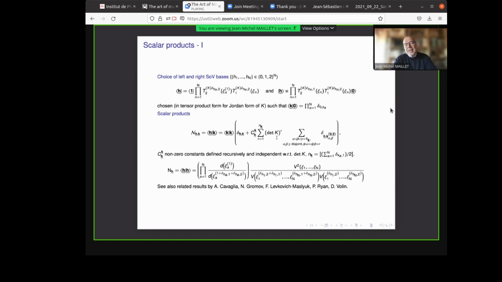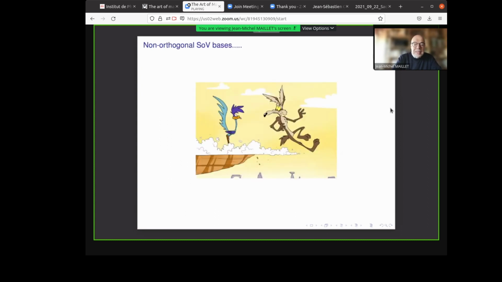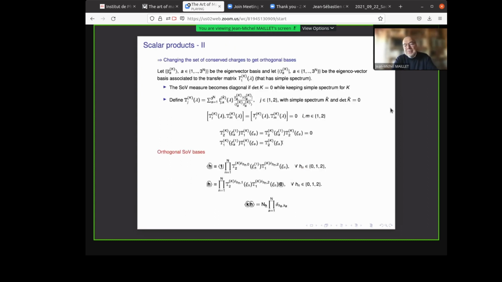So suppose you take a simple spectrum K, for example, diagonal, K1, K2, K3, and K3 is 0. So the determinant would be 0, and hence you would have orthogonal basis. So suppose you have this for some K hat. So you know you have fusion relations, which simplifies and so on.